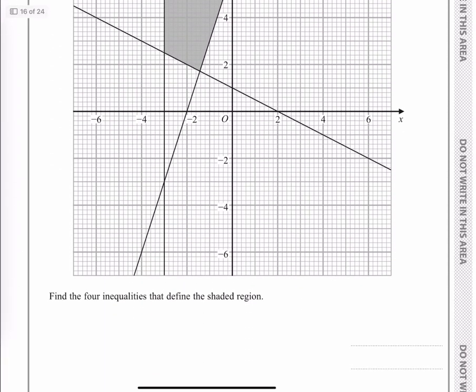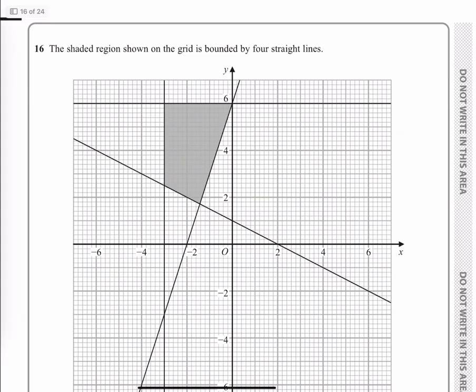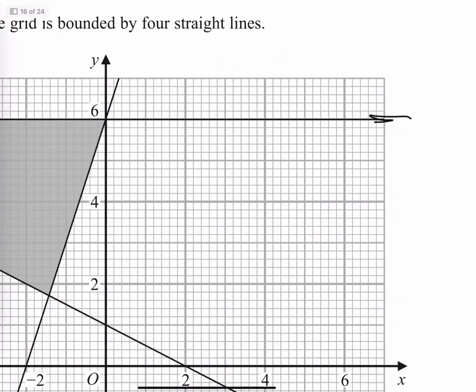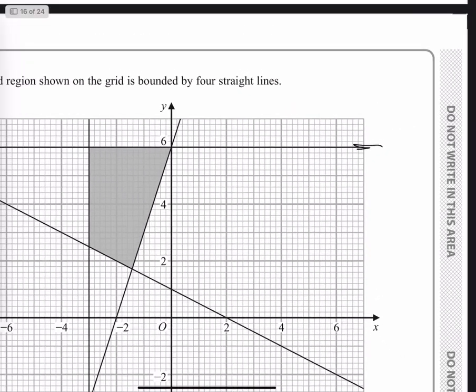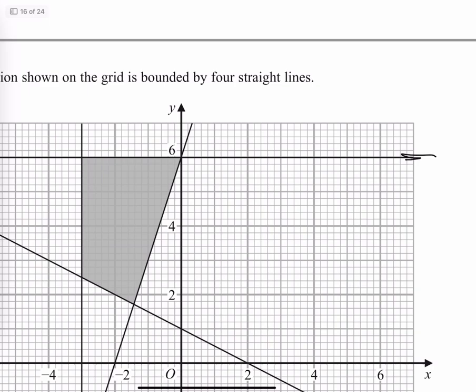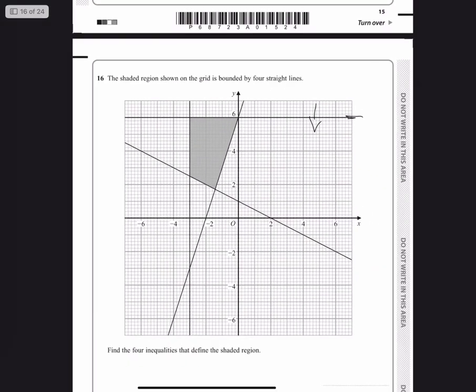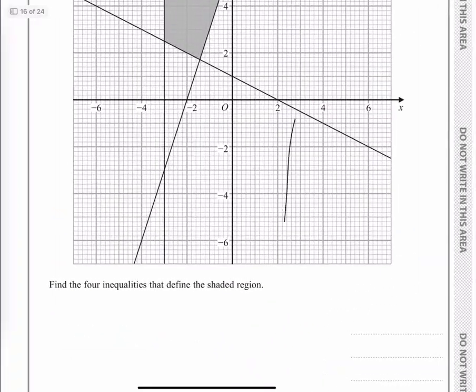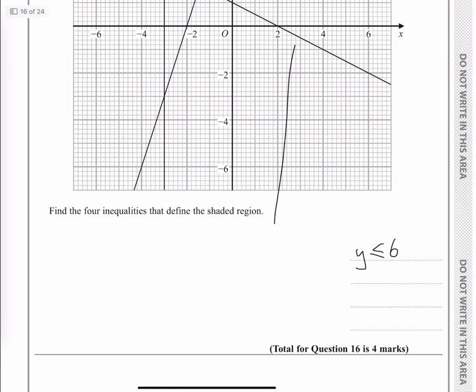It doesn't sound good. Find the 4 inequalities that define the shaded region. Okay, well, this is a lot of hassle because we've got to find the lines. So this line is reasonable. We can do that line. This line is y equals 6, okay? But except we don't actually want y equals 6. We want y is less than 6, okay? Because it's always this side of the line. It's a solid line, so y is less than or equal to 6.